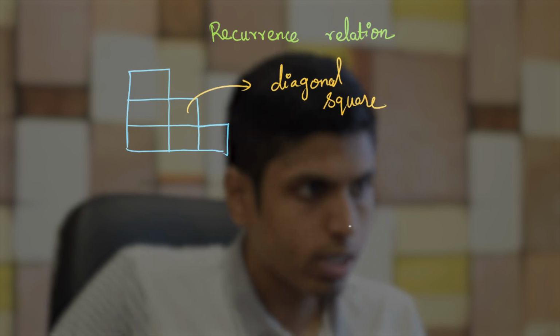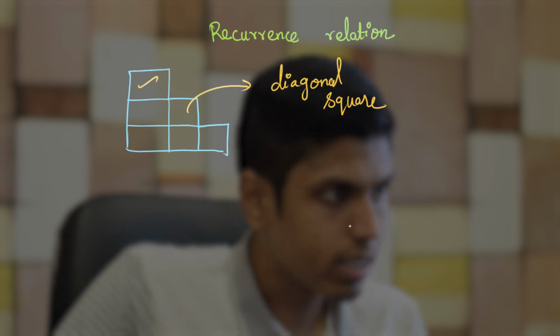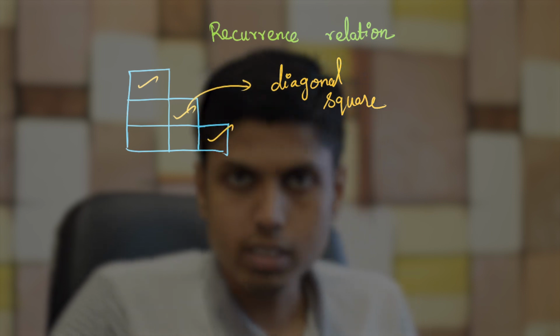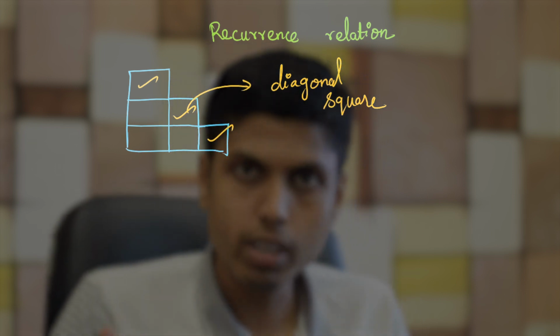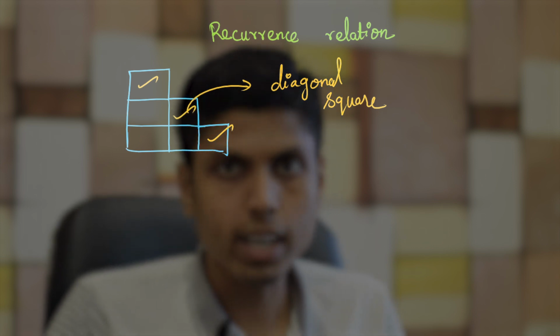Here is the first definition. In any n ladder, call the unit squares on the diagonal diagonal squares. For example, in the 3 ladder, these are the diagonal squares. There are 3 diagonal squares. Similarly, in the n ladder, there will be n diagonal squares.